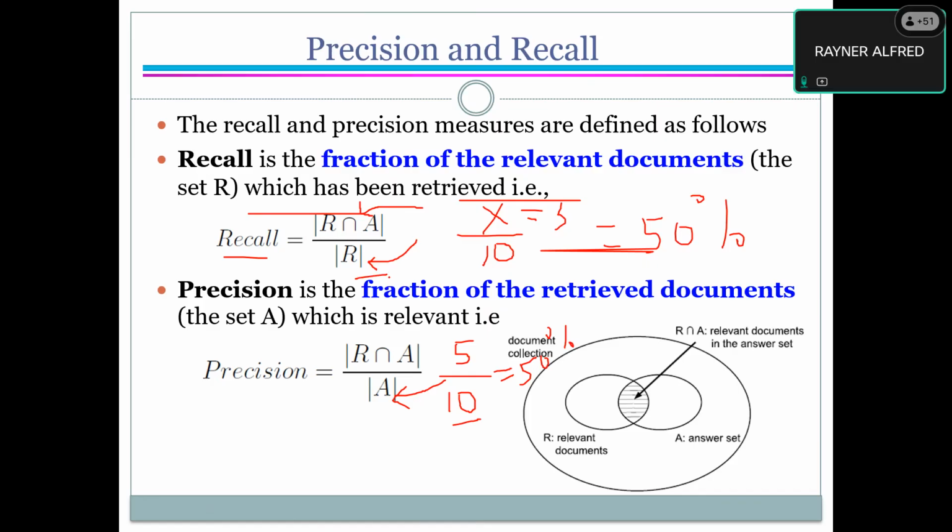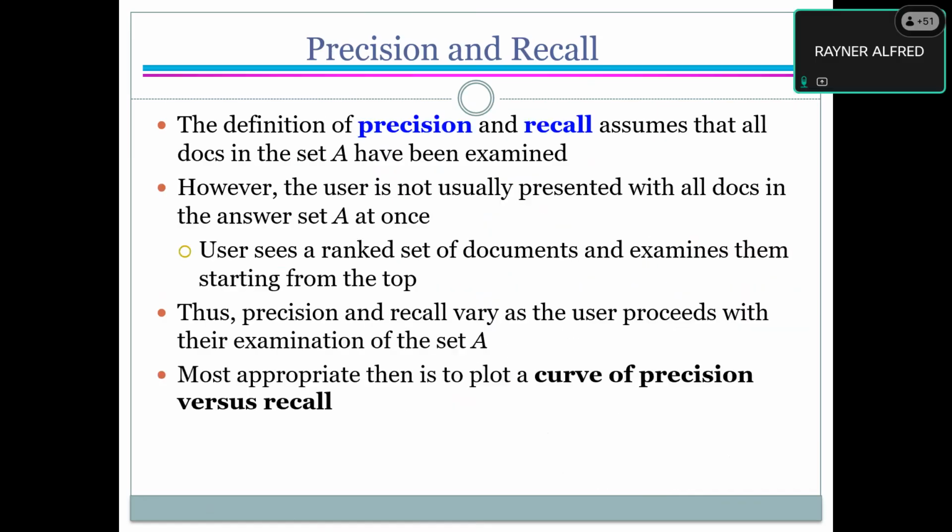Okay, so how do we actually compute this? What we want to do is plot a curve of precision versus recall, because this will tell us the performance of the information retrieval system. So we need to know, if the recall is 10%, how much is the precision? If the recall is 20%, how much is the precision, and so on. Okay, so we need to plot this curve.